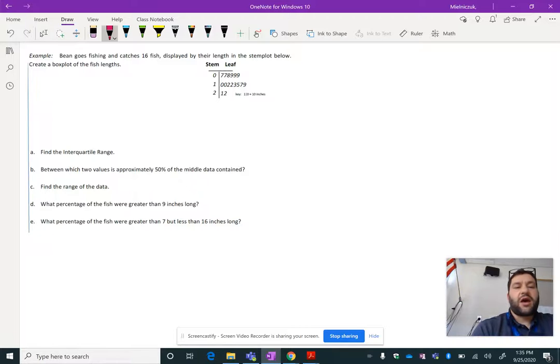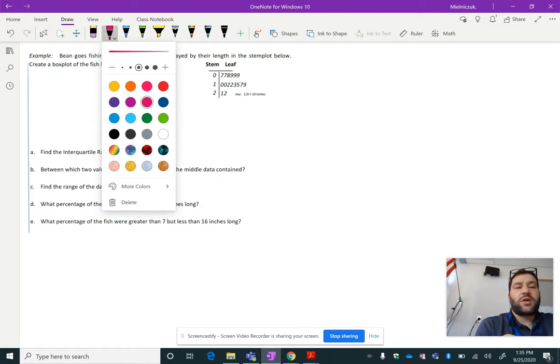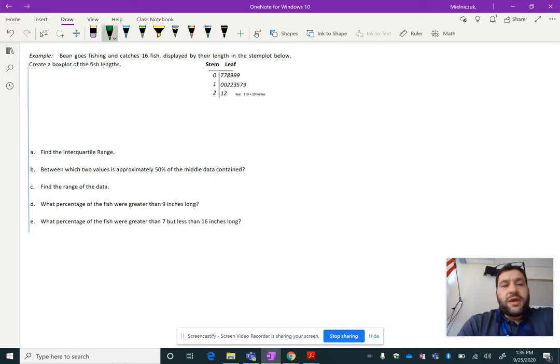All right, let's take a look at how to find some of the data we've been discussing when given a stem and leaf plot. So it says Bean goes fishing and catches 16 fish. So 16 fish is important, because that's going to tell us some information about how to use the data. Displayed by their length in the stem plot below, create a box plot of the fish lengths.